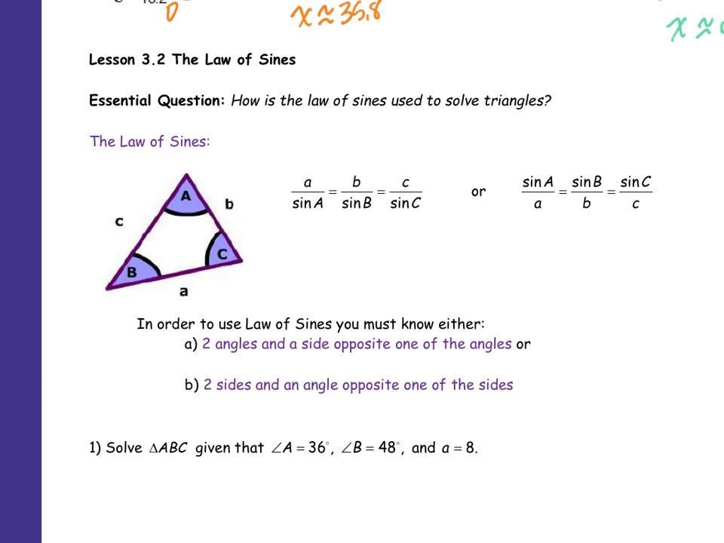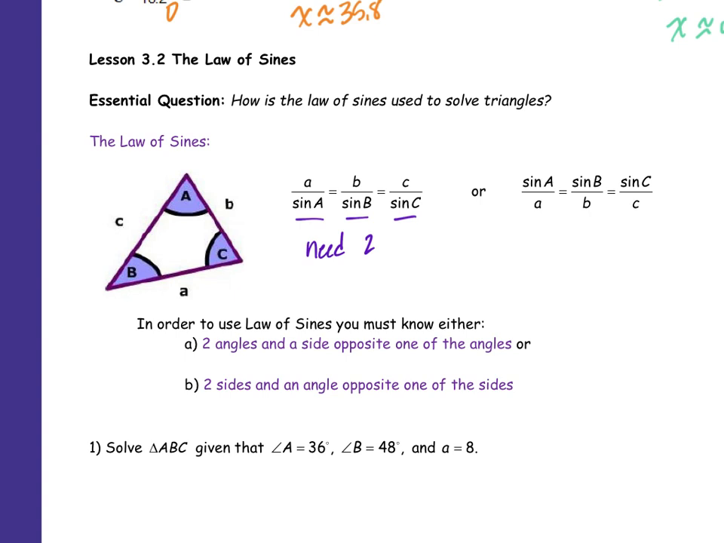And then really what it is, it's a fraction. I'm really setting up a fraction equaling a fraction. So I only need two of these. I only need two out of the three, okay? So I either need to know A and B or B and C, but I only need two out of the three to make a ratio. And then I'm going to cross multiply and solve, okay? So in order to use law of sines, this is what I need to know.